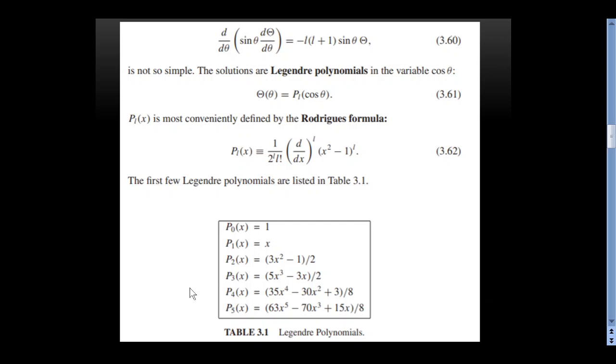Why is this table there and what is the purpose for us? In future we are going to take some examples, and in those examples we are going to utilize these Legendre polynomials. These first few polynomials are required, and that's why we are going to utilize them to solve those examples.